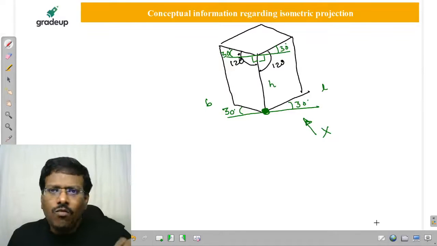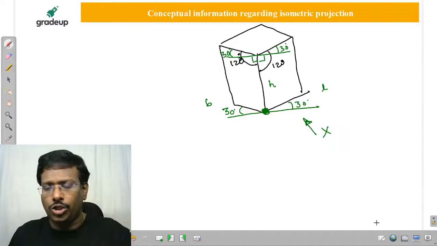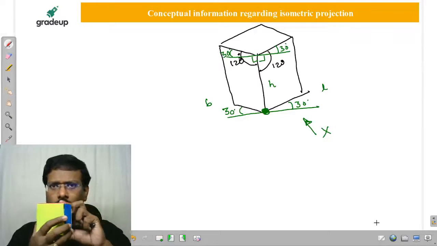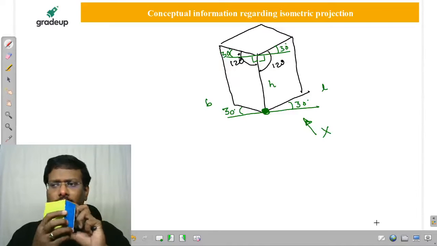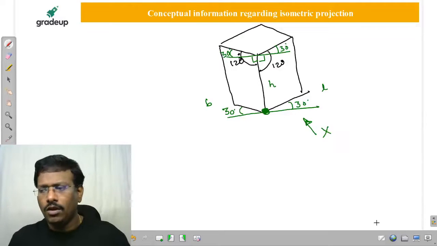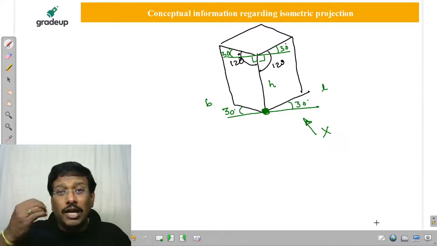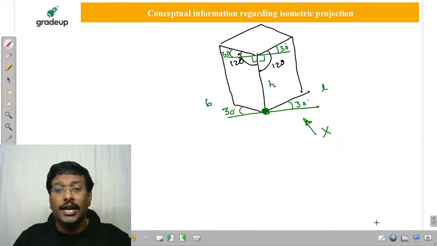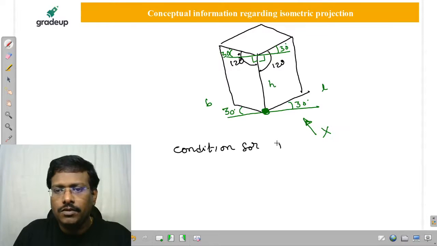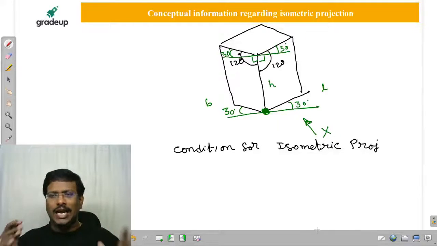Sir, when can we get an isometric projection? While you are tilting this object, alpha, beta, gamma will change, but at what particular condition? What is the condition in order to get the isometric projection? Condition for isometric projection, my dear friends. Can anyone give what is the condition?